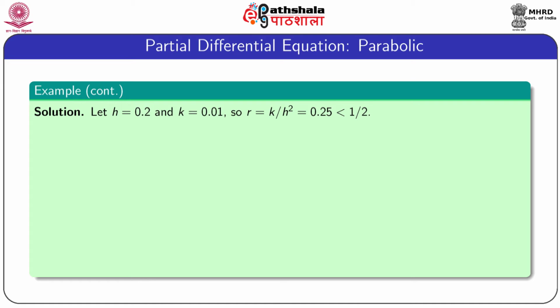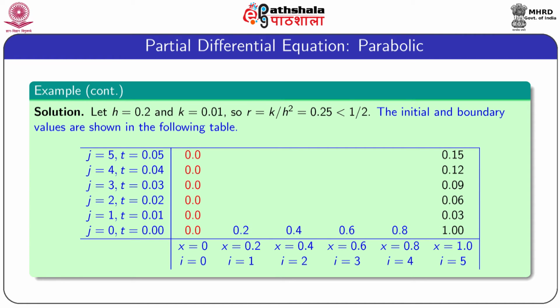That means the scheme gives a stable solution for the heat conduction equation. This diagram represents the boundary conditions and the initial conditions for the given problem. The red column represents the left boundary conditions and the right column represents the right boundary values, and the first row within the table represents the initial values of the variable u for different values of x and t equal to 0.